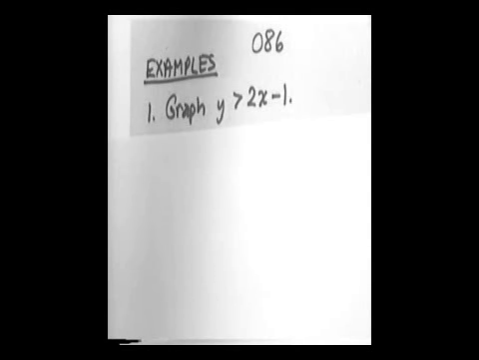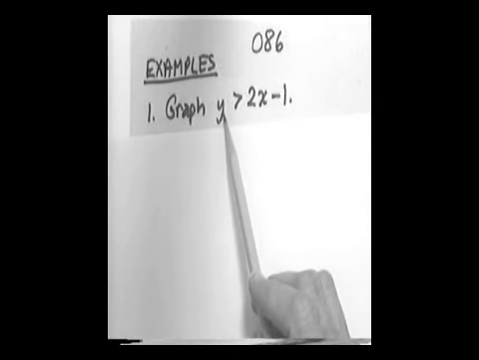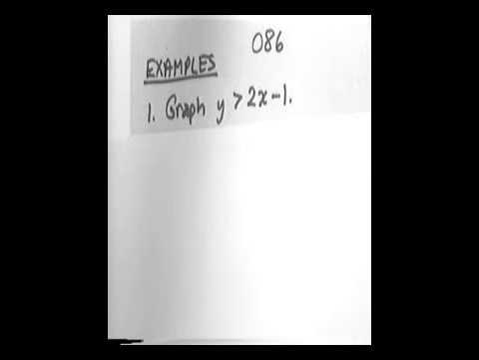Our first step in the procedure is to solve the inequality for y. We're to get y by itself. Well, y is by itself, and so that part has been taken care of in this problem.